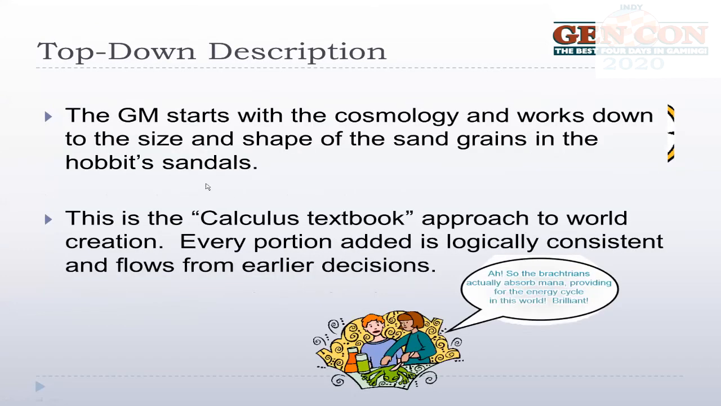Okay, so how does this work? You start off with the cosmology. You know, where did the universe come from? And then you work all the way down to the details. The example I give here is the size and shape of the sand grains in the Hobbit's sandals. I call this the calculus textbook approach to world creation because everything's added. It has to be logically consistent, and it flows from your earlier decisions. And you see one example here where these kids are actually dissecting a frog, but they're describing how the world works from that.